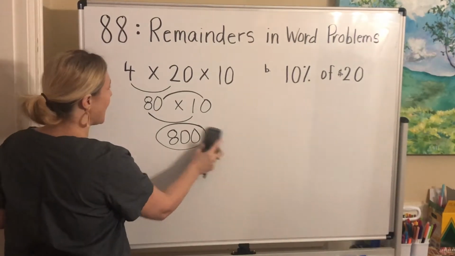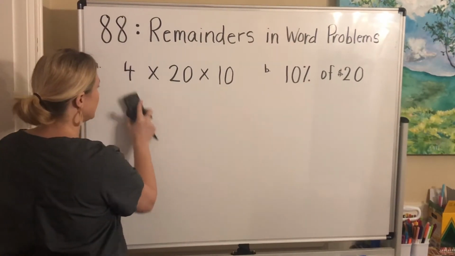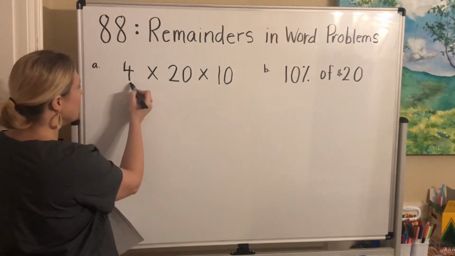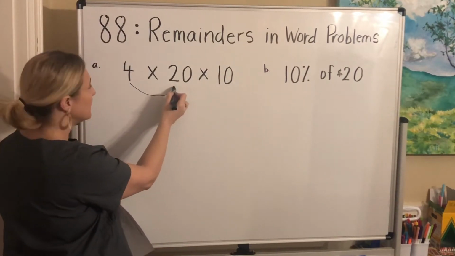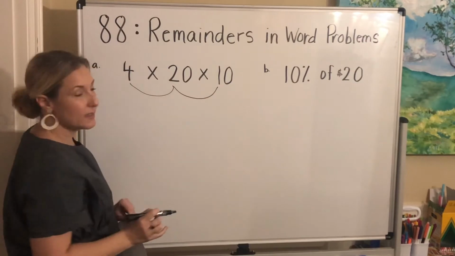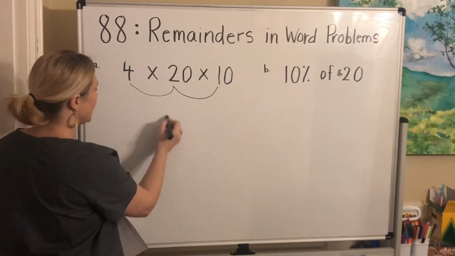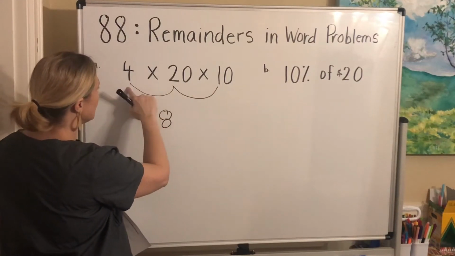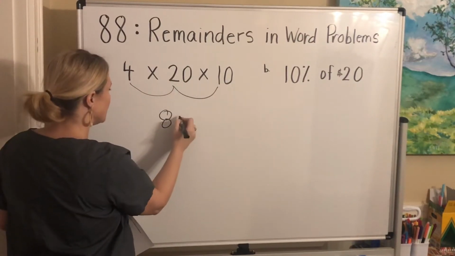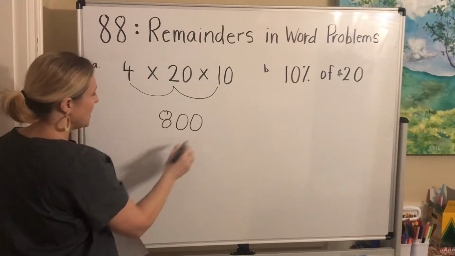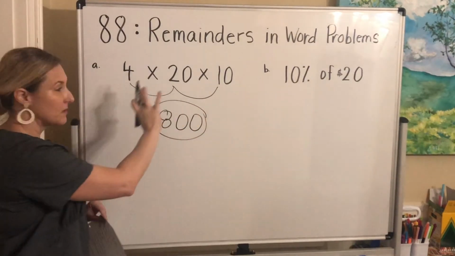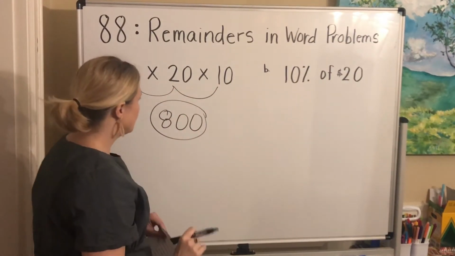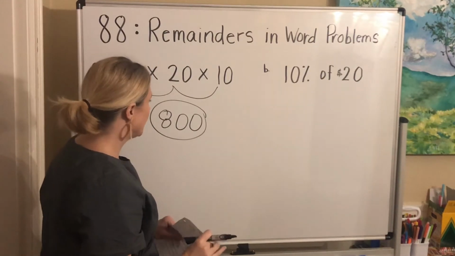A quicker way, though, of doing this is 4 times 2 is 8, and 8 times 1 is 8. Okay, so we'll write our 8. And how many zeros in all three of these numbers? 1, 2. We'll add 2 zeros on, and that's a lot quicker than going through all of the different multiplication problems.